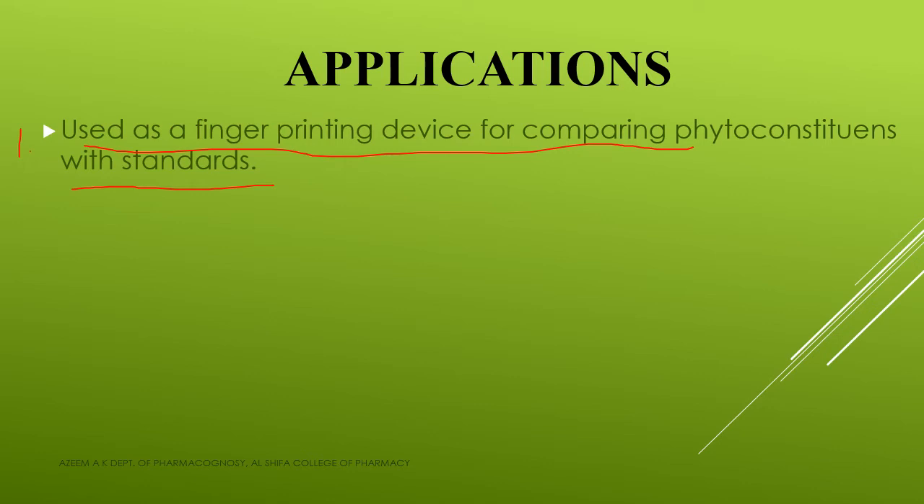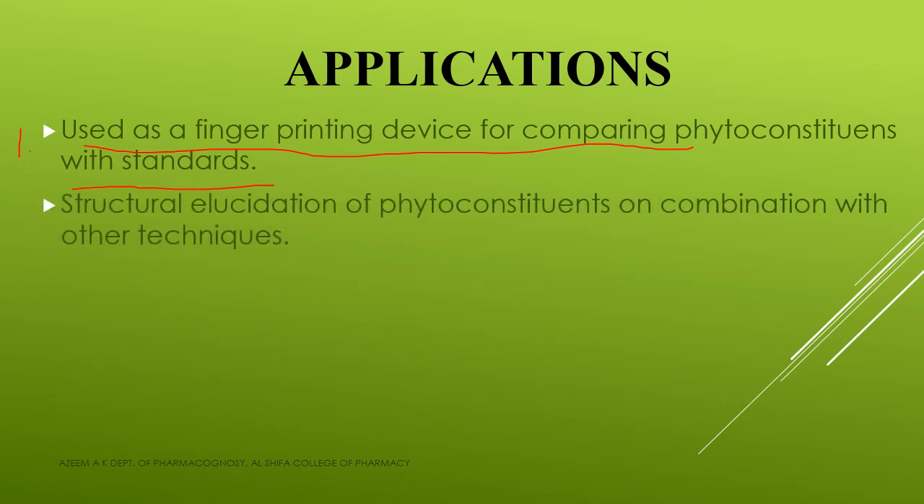Fingerprinting means comparing one with another, that is all. Here we get its full details, just like the lines on our palm. So we get full details. So it can be used for comparing the phytoconstituents with the standards. It can be used as a fingerprinting device for comparing the phytoconstituents with the reference standards.